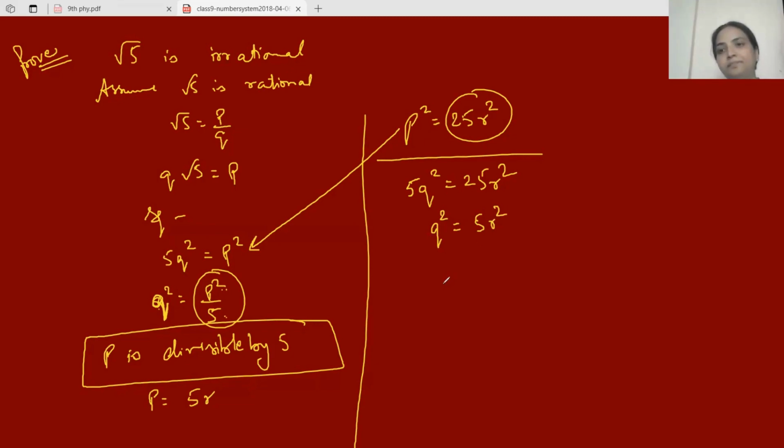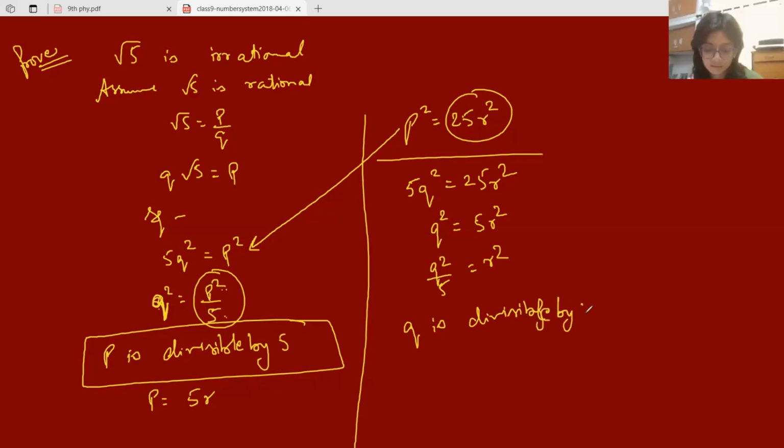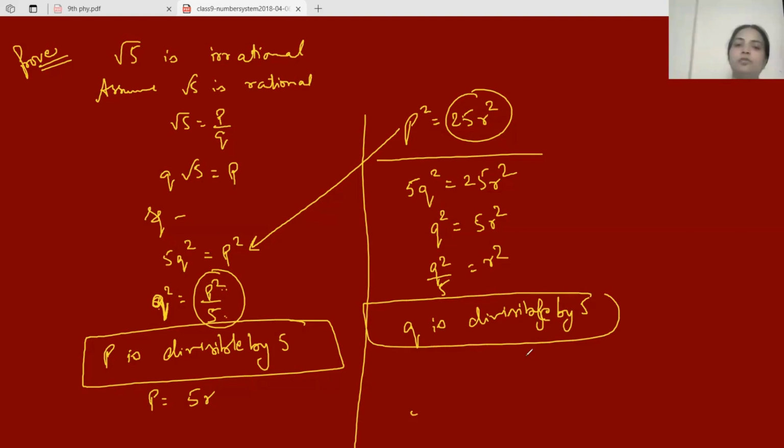Now ma'am, then we'll conclude that Q is also divisible by 5. Yes, q square by 5 is r square. That means q is divisible by 5 also. Now ma'am, that proves our assumption wrong. Absolutely correct. Good one.